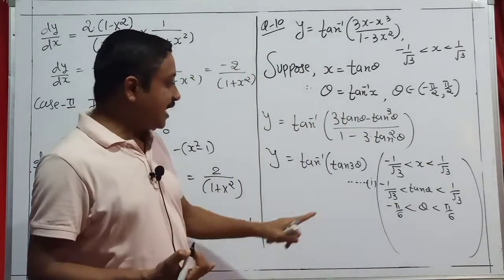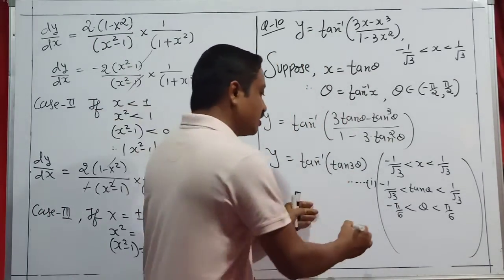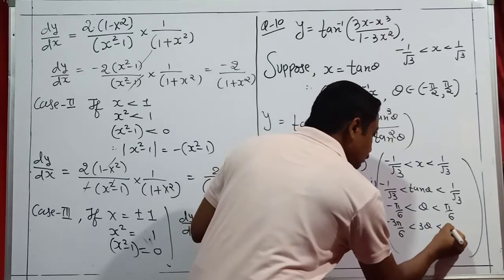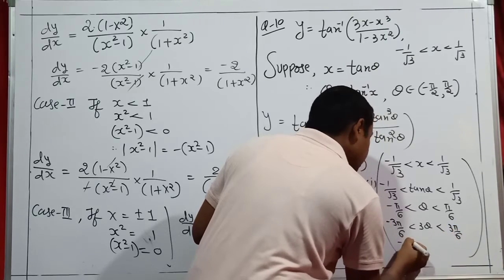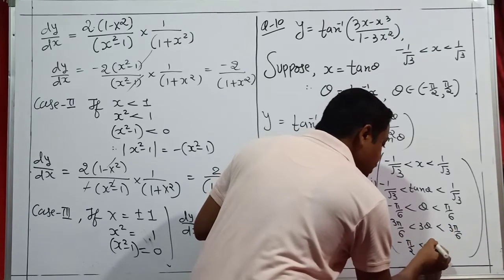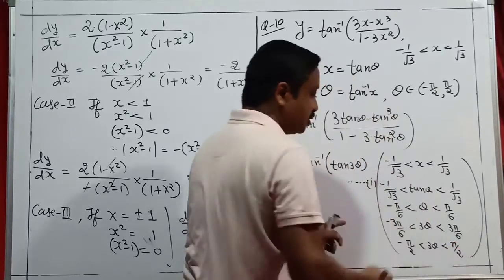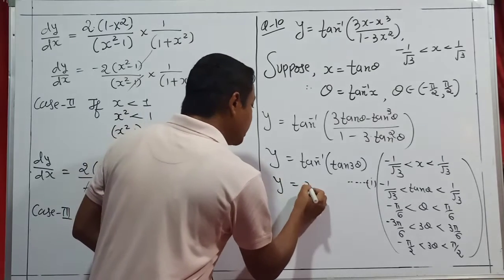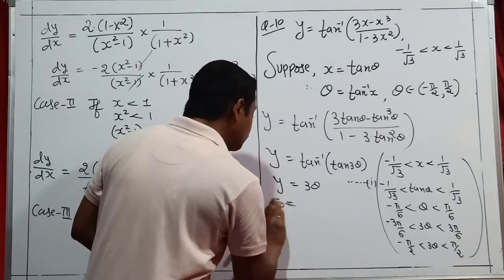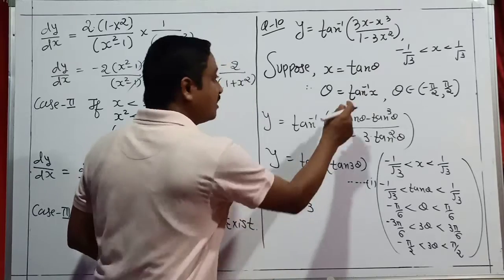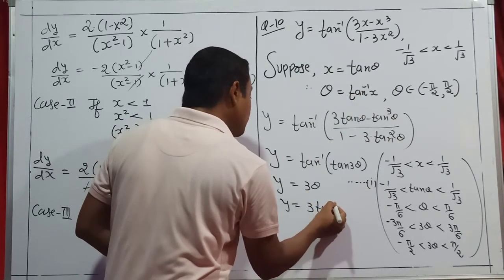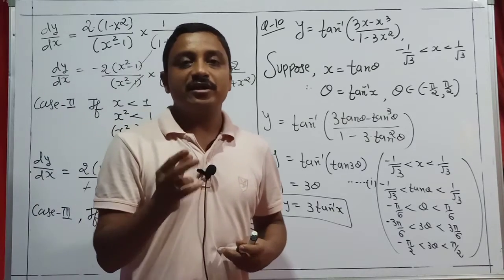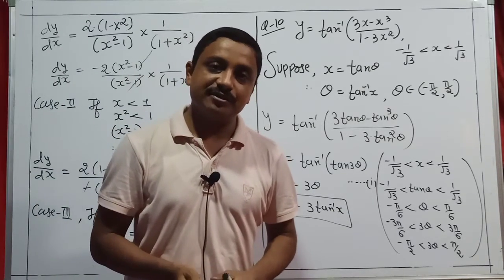And for theta I want 3 theta, so here multiply each term by 3. So the value is minus 90 to 90, and sure this range belongs to tan inverse. That's why I can take 3 theta here, and theta I know is tan inverse x. Up to that I think I already explained in the second chapter, inverse trigonometric functions.